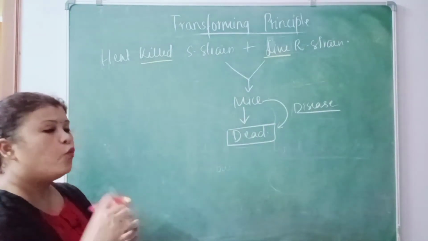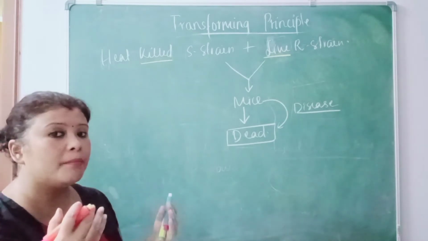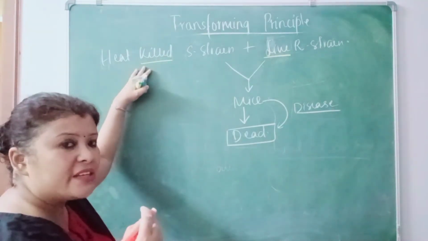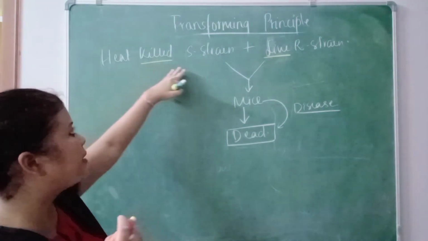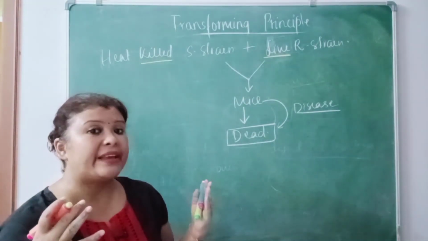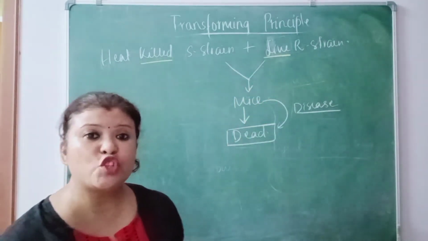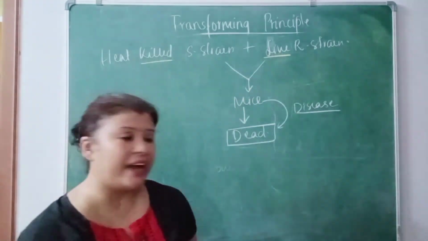Then he wanted to make sure how the mice died, because he knew that in the previous step he injected this heat-killed S strain into the mice, but the mice lived. And then we have the live R strain, which is of course non-pathogenic. Then how come the mice died?